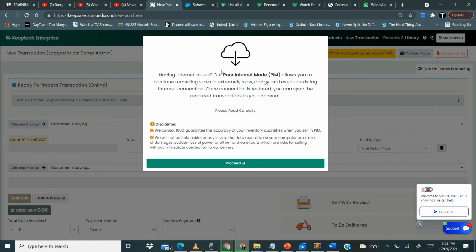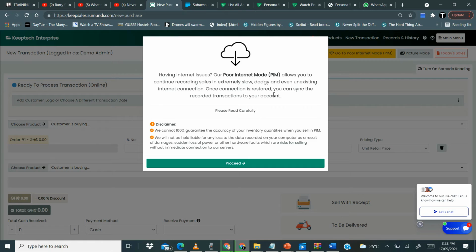It says that if you are having internet issues, our poor internet mode allows you to continue recording sales in extremely slow, dodgy, and even non-existing internet connection. Once connection is restored, you can sync the recorded transactions to your account. What this means is that there's a connection between your poor internet mode and the online mode, in that once you are done using the offline mode to record your transactions, you are able to sync all that data back to the server cloud, which actually protects and safeguards your data.